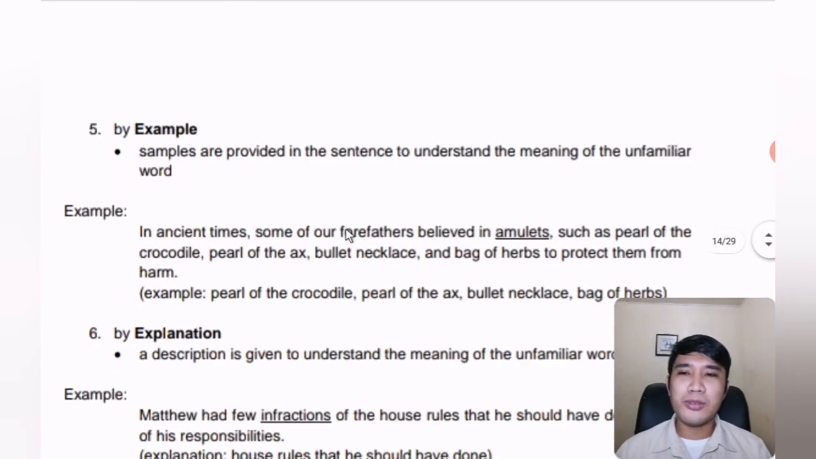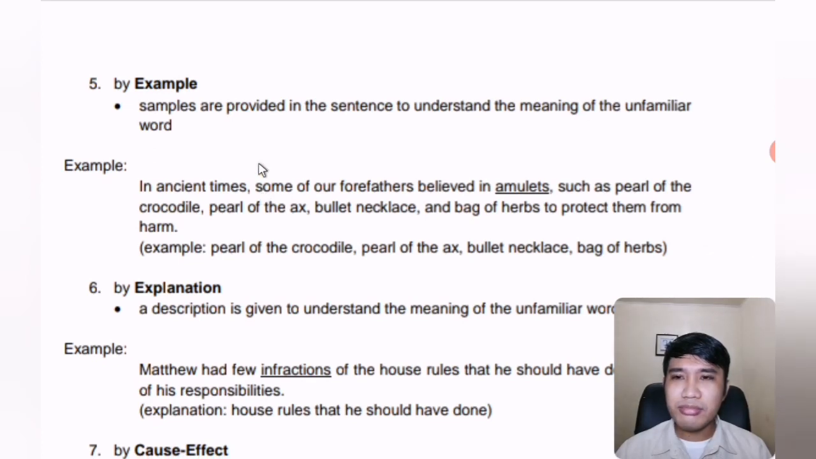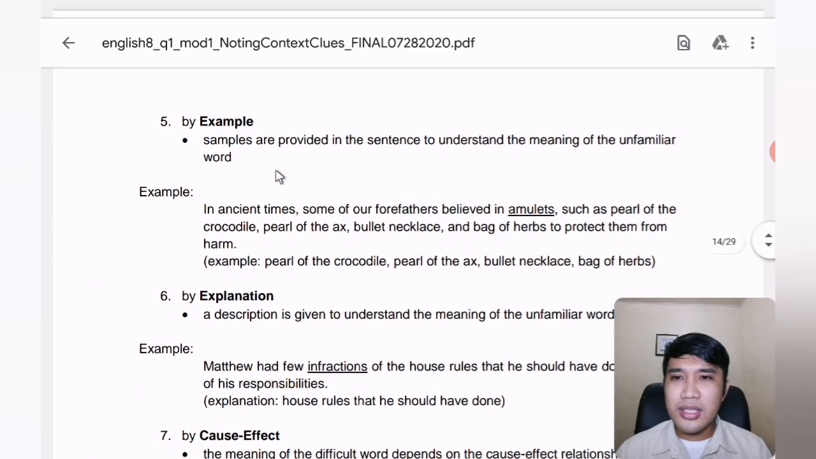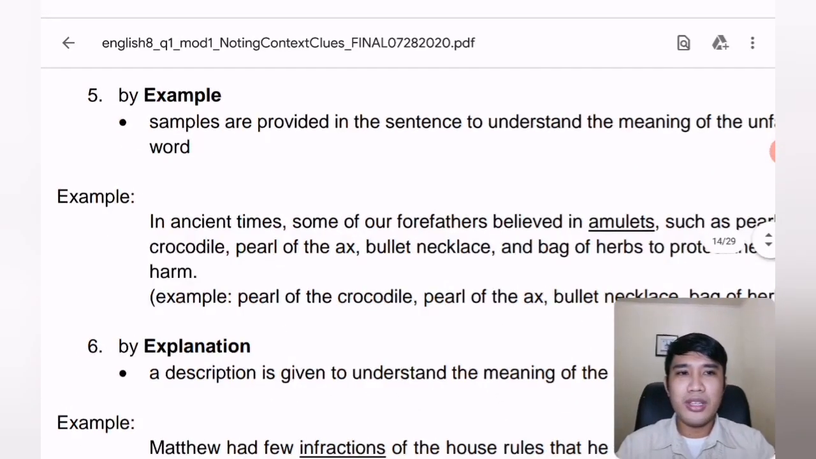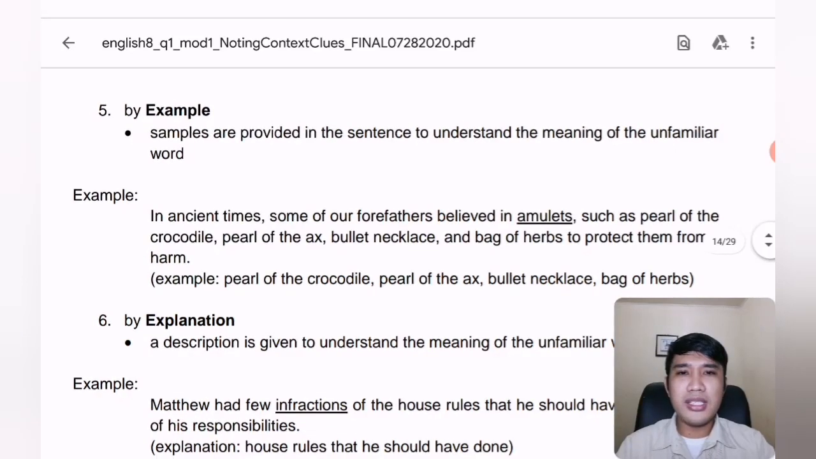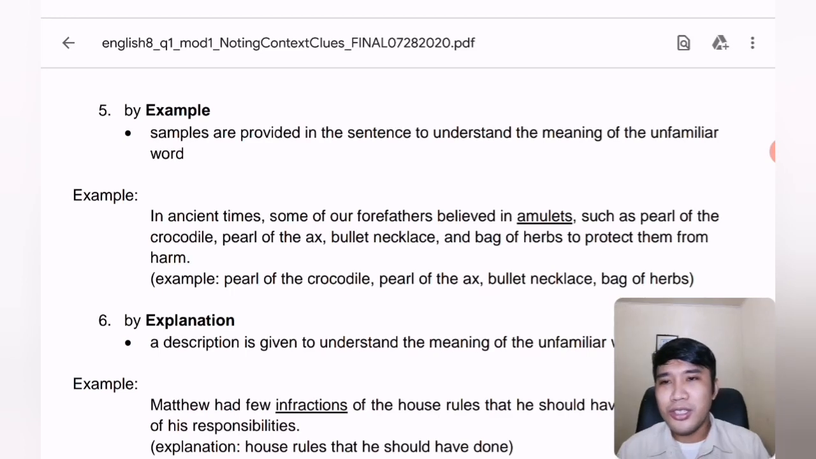Another type of context clue is what we call examples. Okay, by example. So in this case, examples are provided by the sentence to understand the meaning of the unfamiliar word. So earlier, there's a comparison. Now there are examples inside the sentence. In ancient times, some of our forefathers believed in amulets, such as a pearl of the crocodile, pearl of the axe, bullet necklace, the bag of herbs to protect them from harm.